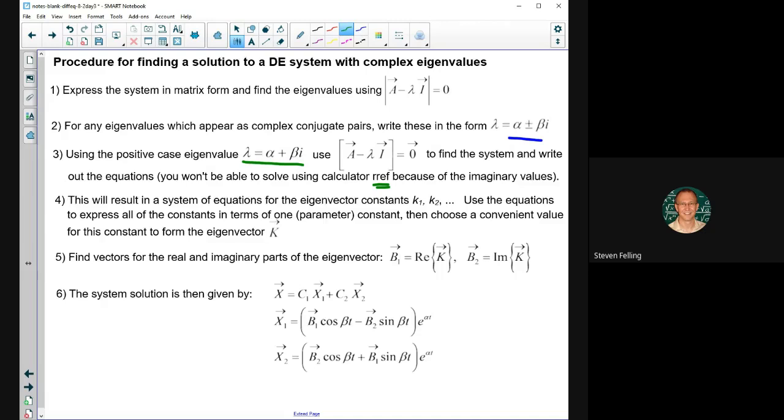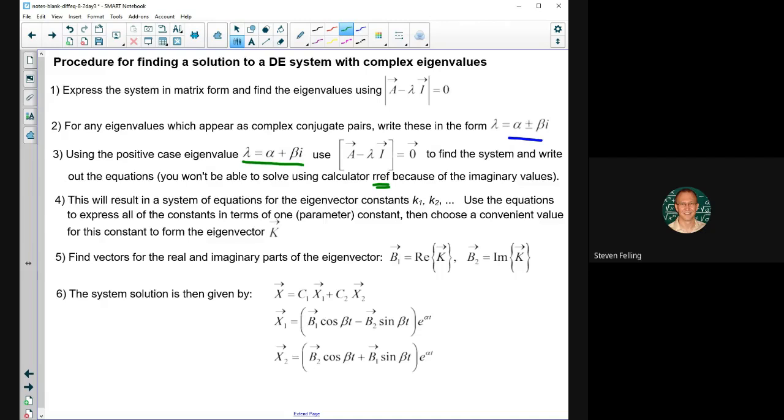That's going to result in a system of equations relating constants 1 and 2 to constant 3 and so on. We're going to use those equations to express all the constants in terms of one of the constants, typically K3 or K2, whichever one is the last one. Then we'll choose a convenient value for that constant to form the one eigenvector K. That eigenvector will now have complex values, so it can have real and imaginary values in both its rows. Typically one will be purely real and the other will be real with an imaginary part.